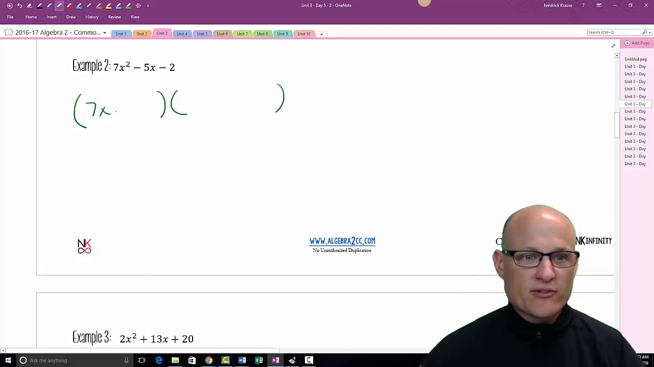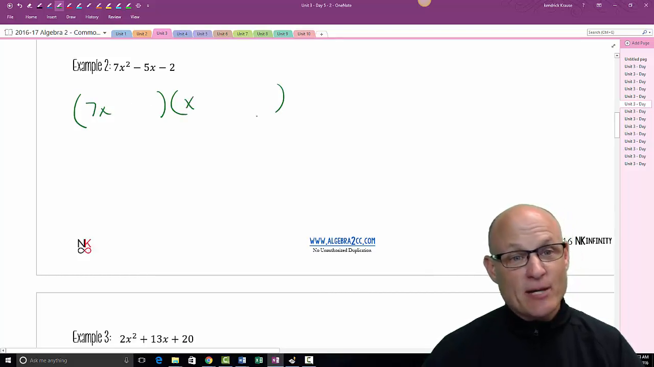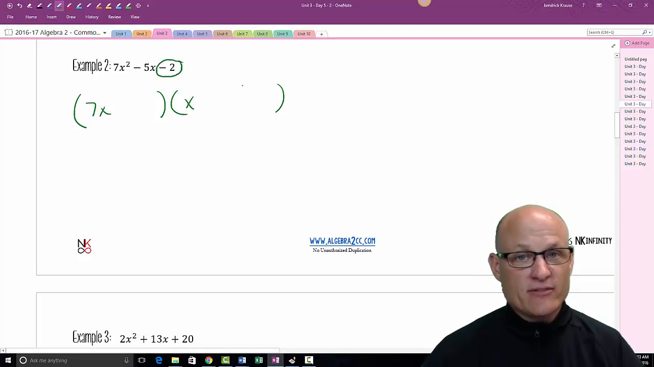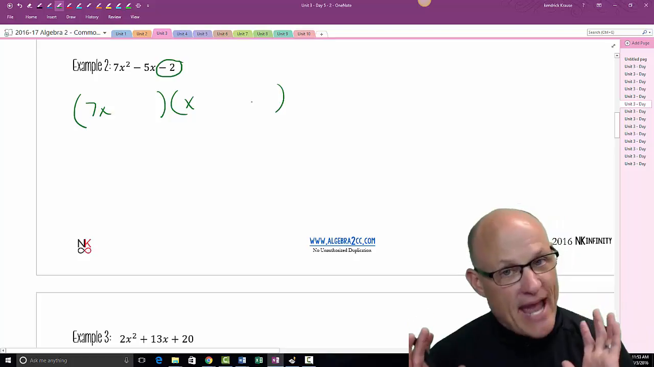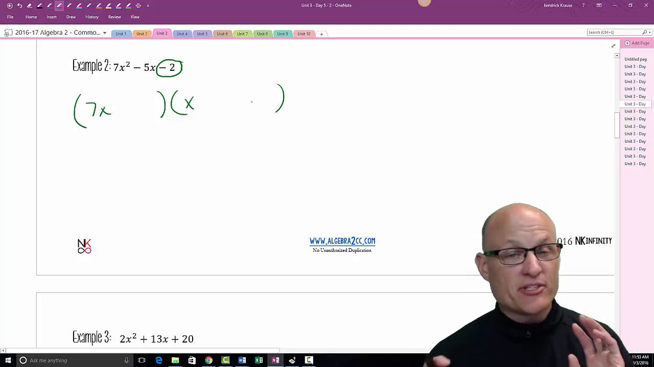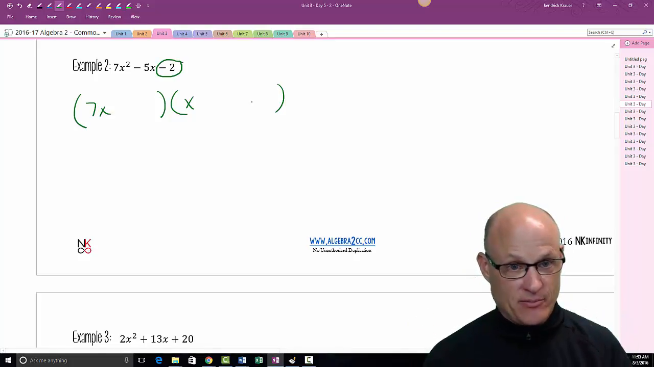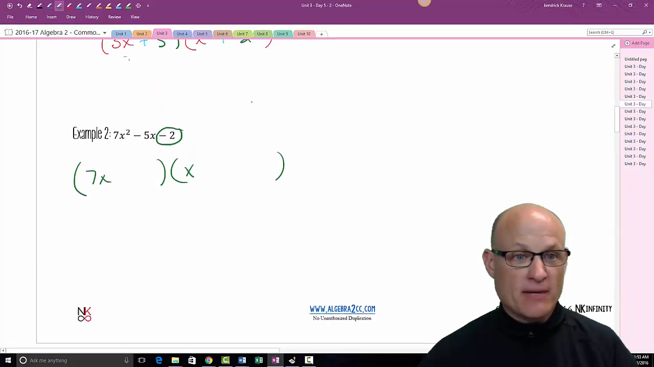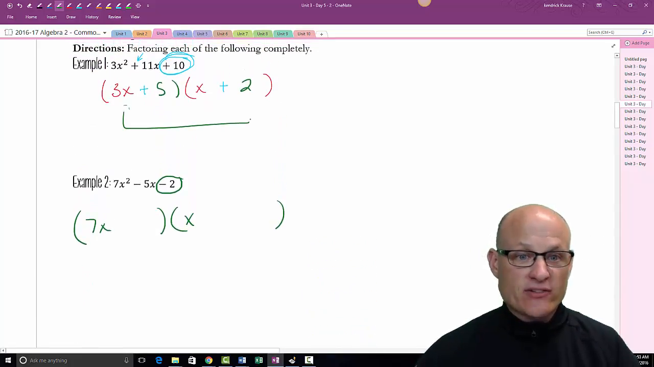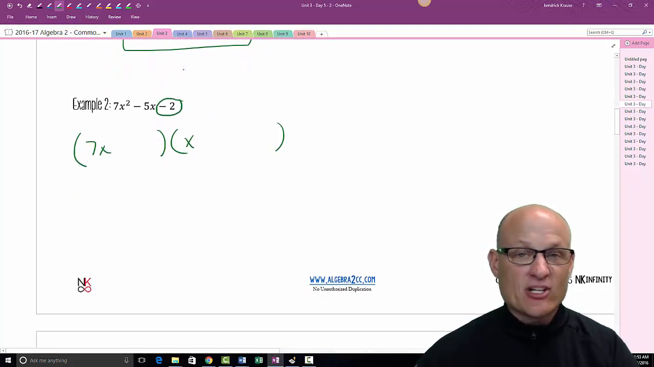So 7x and x. Now here we got a problem. I know it has to be -2, which means I don't want them to add up to the middle. I want them to subtract to get to the middle. On the last problem, I did the 6x plus 5x and got 11x, and that's because this was positive. If that number is negative, they're going to subtract up to the middle.